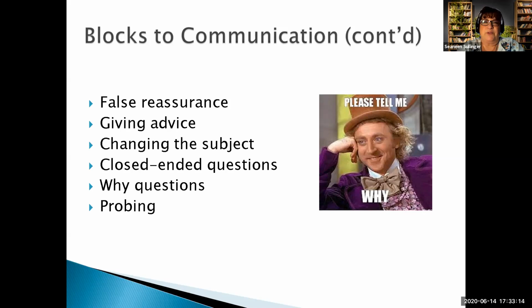Closed-ended questions are generally yes or no questions. Do you like your strawberry ice cream? Yes. That's a yes or no question. Are you having pain? Yes. It's a yes or no question. How do you feel today? Well, my stomach hurts a little bit. Oh, could you tell me more? Where is it? Can you show me where it hurts? How long have you had the pain? Is it radiating? Is it sharp? Is it dull? So if you can ask what's called an open-ended question, that can give you more information.